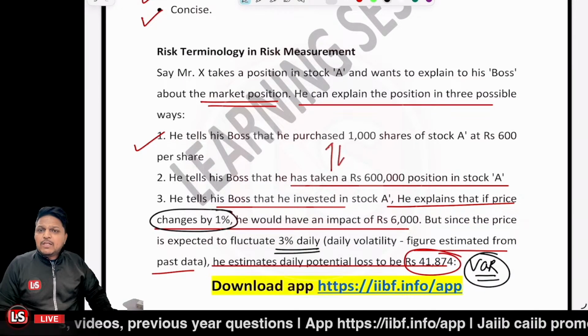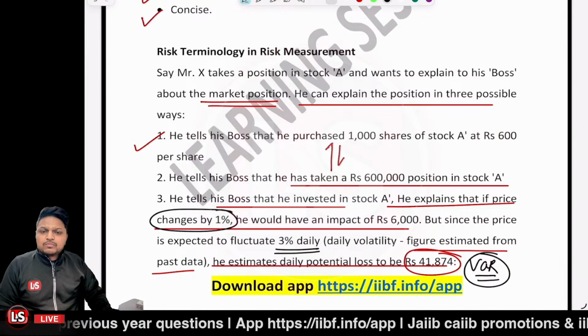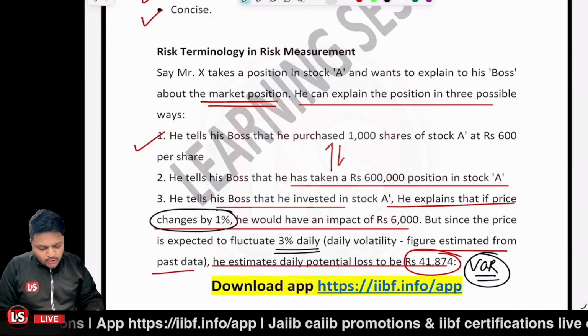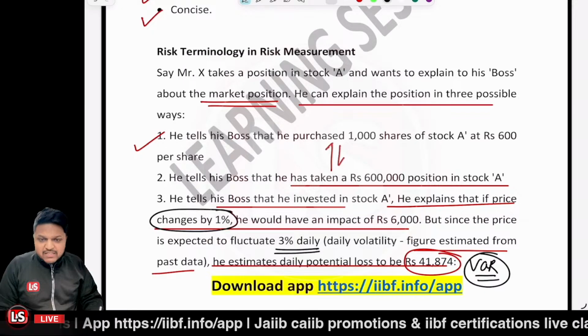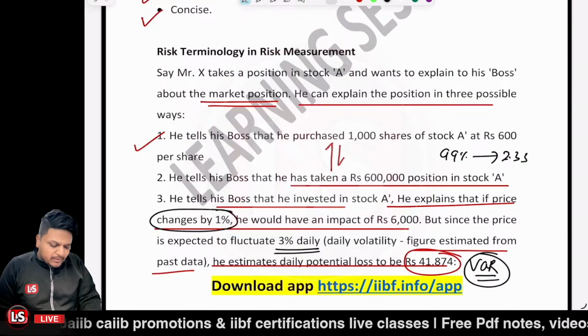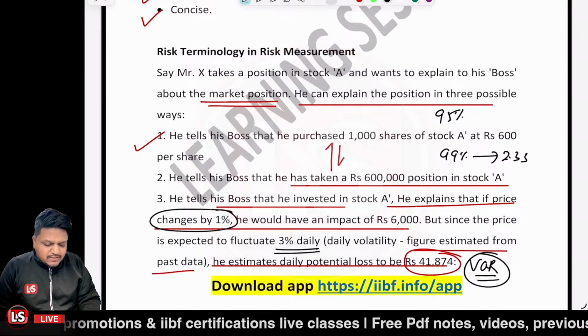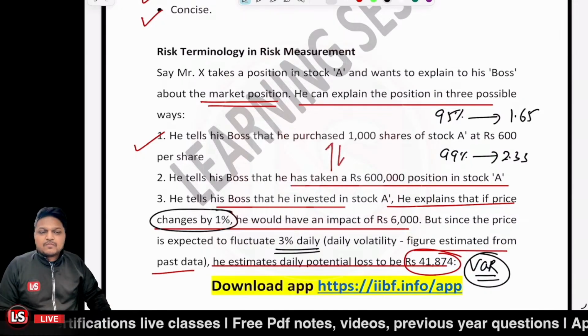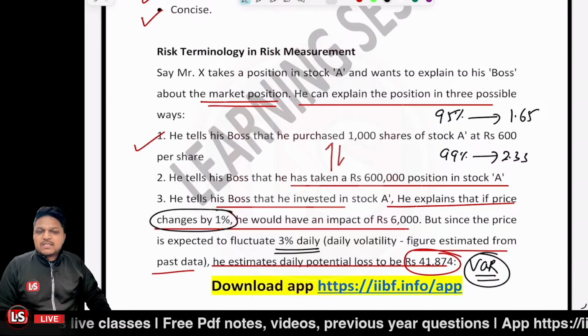And what would be the Z value at 99%? What would be the Z value for it? It will be 2.33. I just told you in the last video also that at 99% confidence level, the Z factor is equal to 2.33. And for 95% confidence level, the Z factor is equal to 1.65.